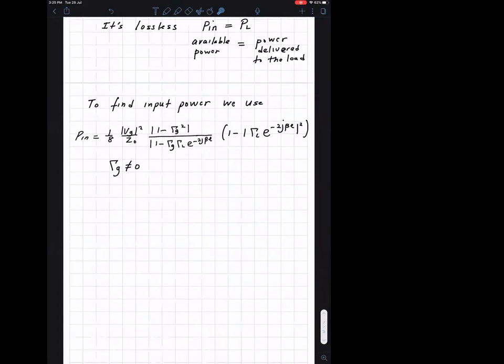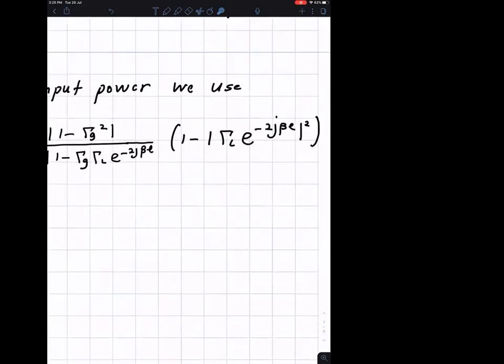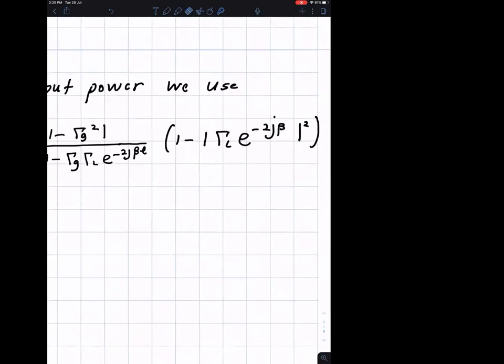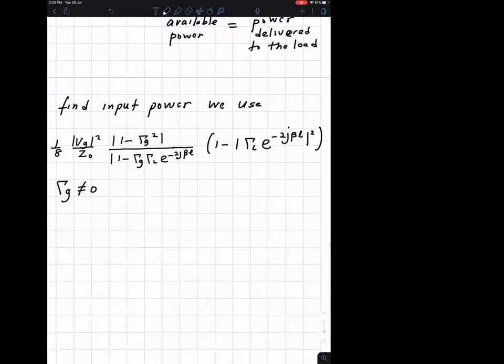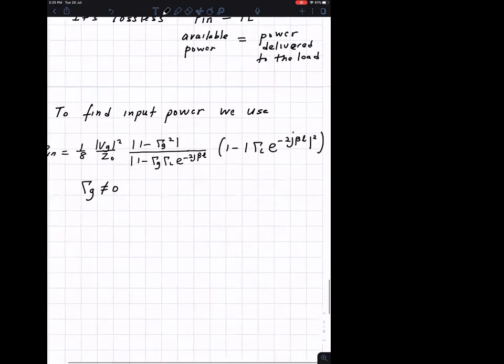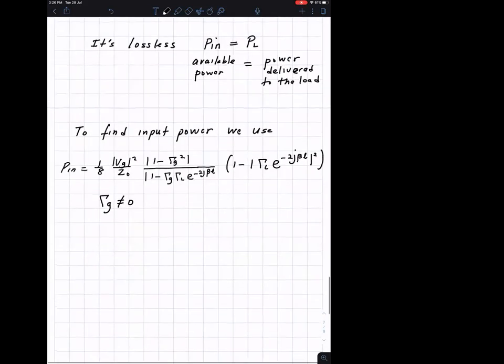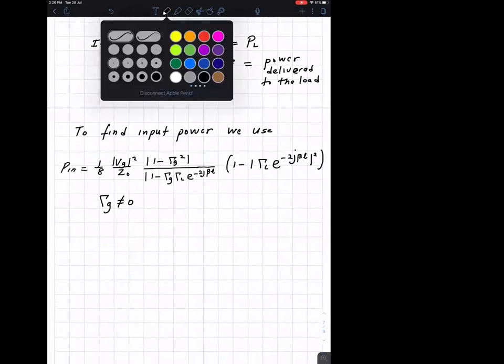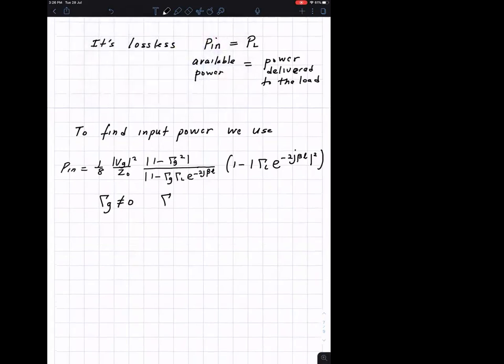Another reason we need this formula is that we also have a transmission line length. Any question? No, sir. Okay. Gamma_L, the load reflection, is not equal to zero.